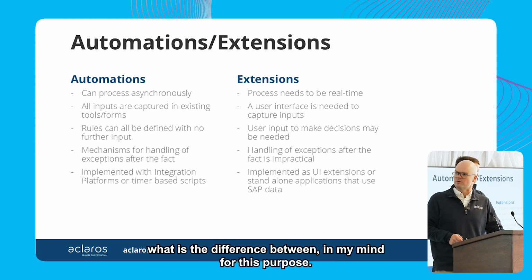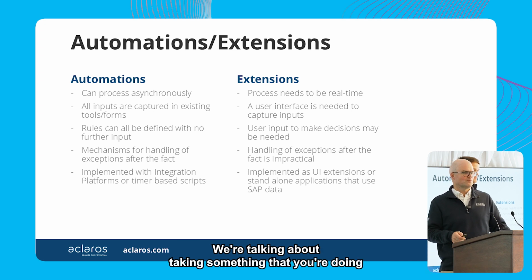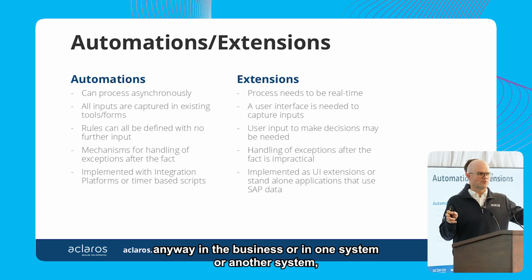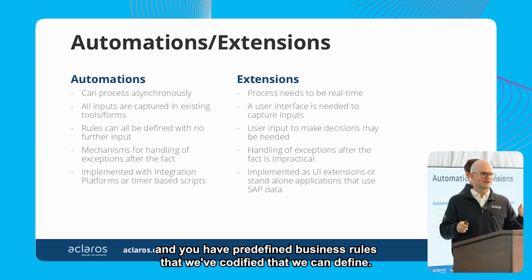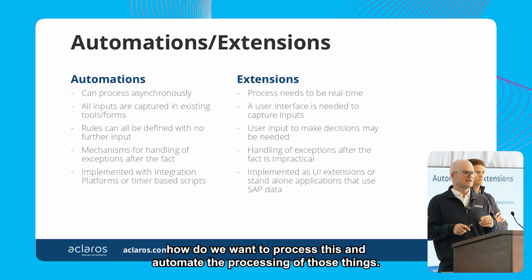So we'll talk about what, in my mind, for this purpose, is the difference between an automation and an extension. Automation, we're talking about taking something that you're doing anyway in one system or another system, and you have predefined business rules that we've codified, where we can define what you need to do, how we want to process this, and automate the processing of those things.